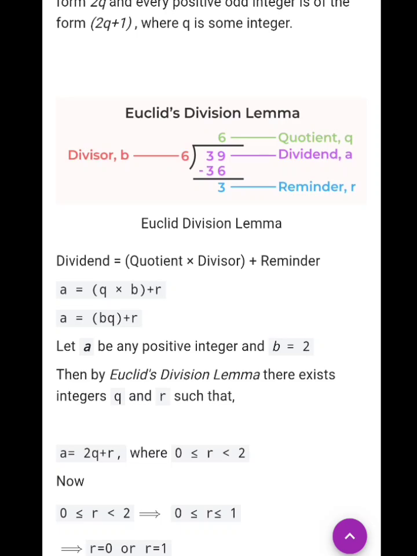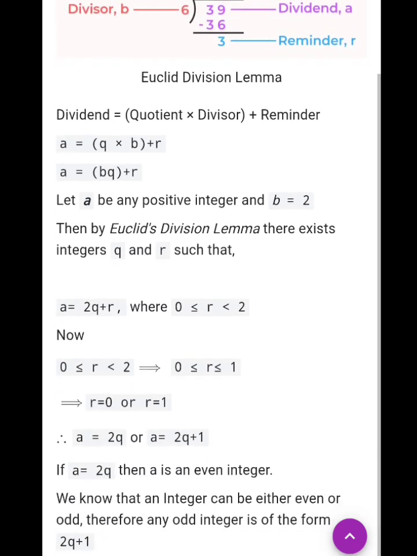So just substitute the symbols. We get a is equal to q multiplied by b plus r, or simply a is equal to bq plus r. Now we assume that a is any positive integer, that means any integer greater than 0, and we assume that b, the divisor, is equal to 2.